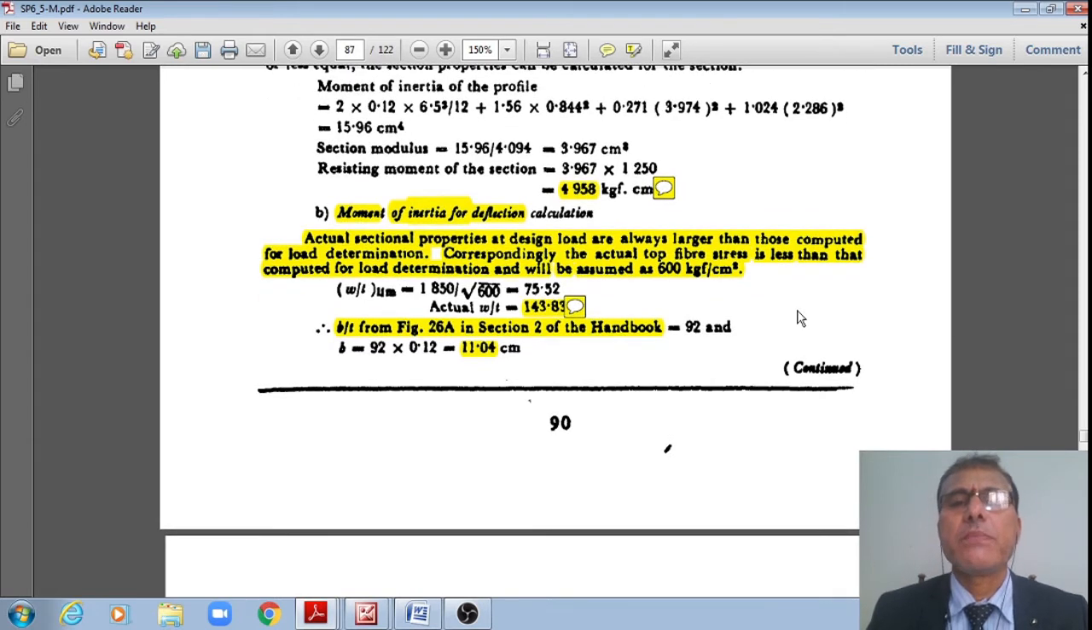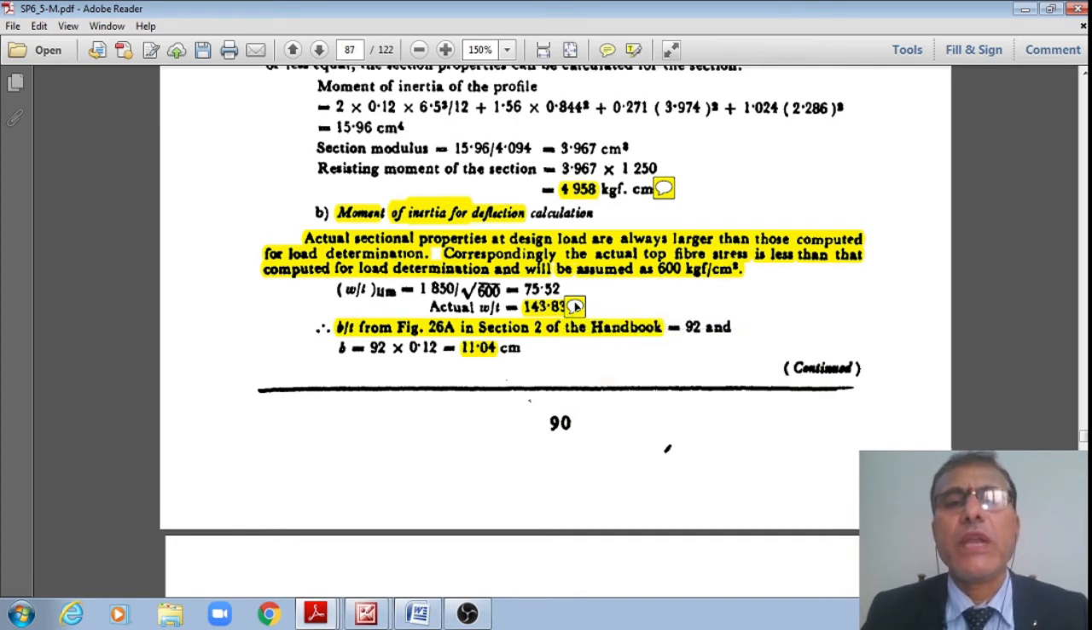However, the actual sectional properties at a design load are always larger than those computed for the load determination. Correspondingly, the actual top fiber stress is less than that computed for load determination and will be assumed. Hence, in the previous case we have assumed 730. Now, because this is less, I am assuming it to be say 600 kg force per centimeter square as a first trial, right?